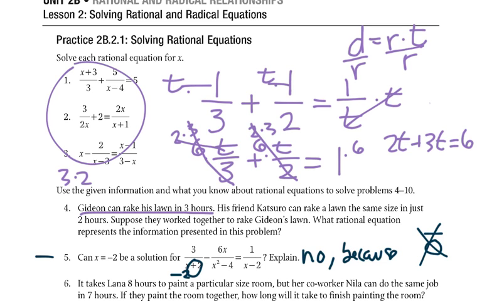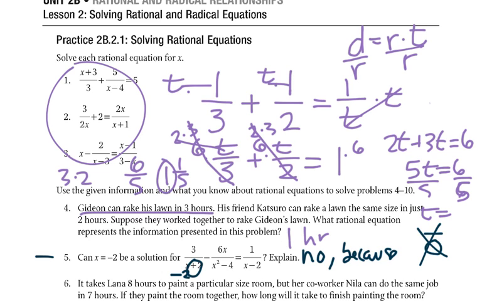Then 1 times 6 is 6. 2t and 3t give us 5t equals 6. Divide by 5. So we get t equals 6 over 5. Now, 6 over 5, that would be 1 hour and 1/5. So 1 would be an hour, 1/5 would be, well, let's see, if we cut 60 into fifths, that would be 12 minutes. So 1 hour, 12 minutes. But what we wanted was the formula for the answer.